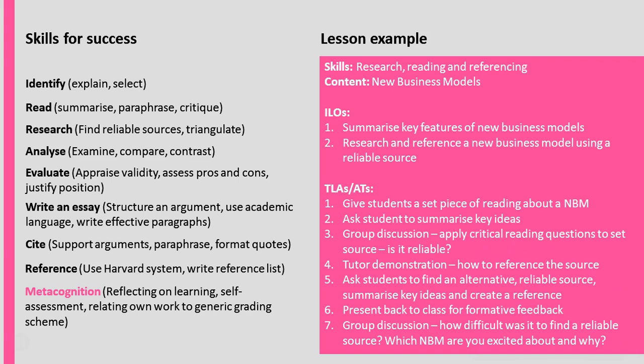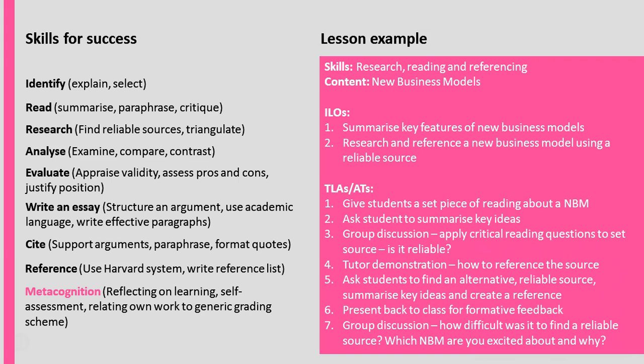So we've got an example lesson here. The content picked out is new business models in the music industry, and I've decided to focus on three key skills which are very closely related: research, reading and referencing. And the intended learning outcomes I've come up with balance the two things: summarise key features of new business models, and research and reference a new business model using a reliable source.